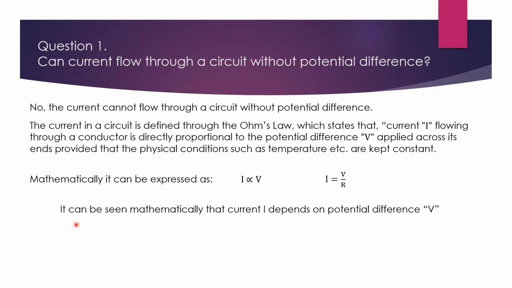Now it can be seen mathematically that current I depends on the potential difference V. If V is equal to 0, the potential difference is equal to 0, then the current is also 0.